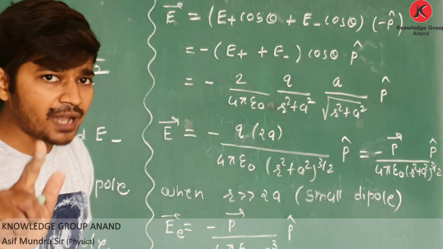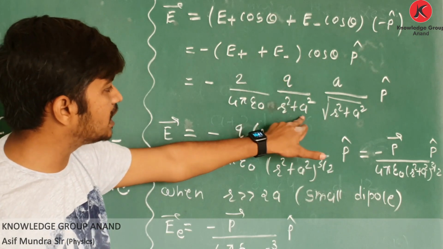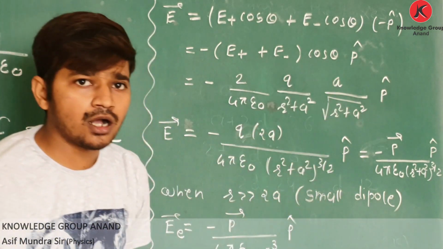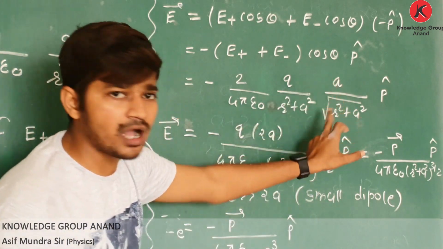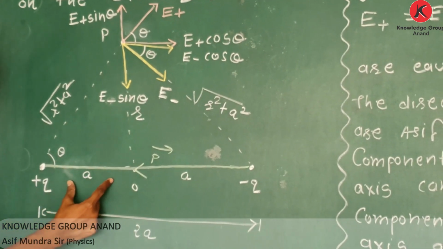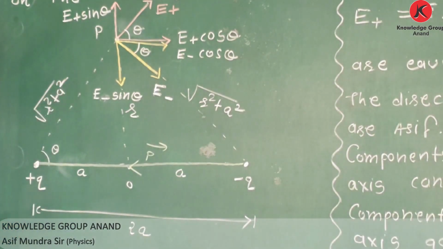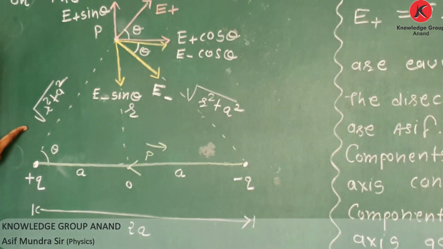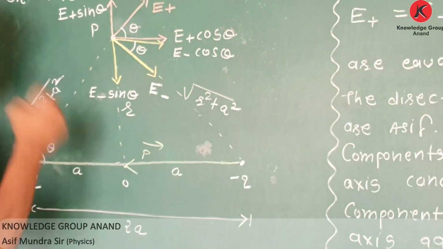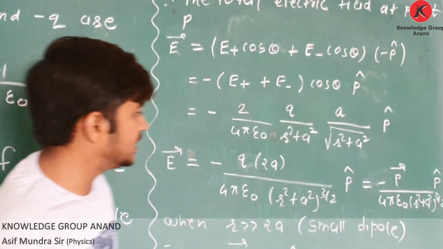Okay. Taking cos theta common, minus P caret. E plus is equal to E minus, we know that. So we can write 2 upon 4 pi epsilon 0 q upon r square plus a square. Now cos theta you have to find from the figure. Cos theta is equal to adjacent side upon hypotenuse, so it is a upon under root r square plus a square.